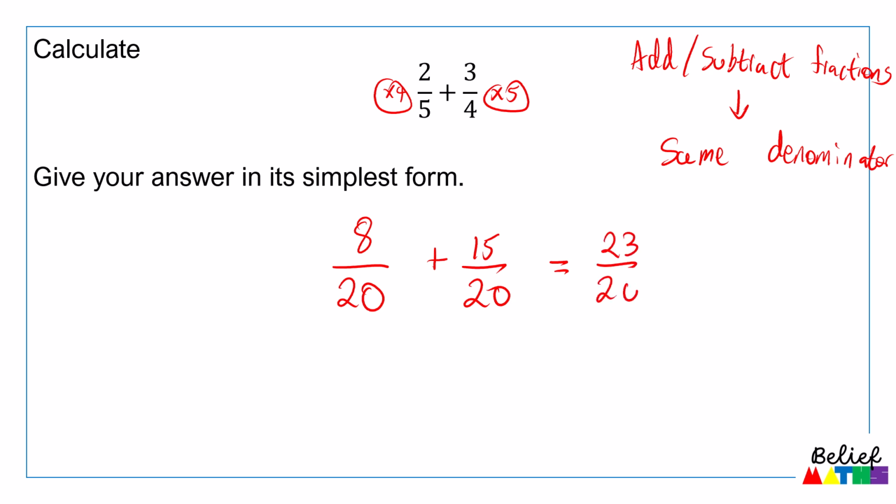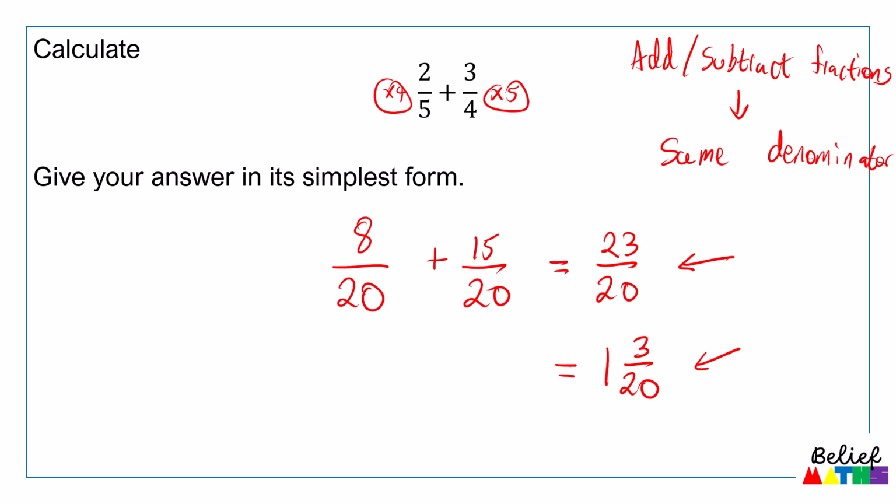Like I said in the last question, this is in its simplest form. 23 and 20 don't share any factors other than 1, so that's in its simplest form. However, if you prefer, you can write the answer as a mixed number, which is 1 and 3/20. Either is acceptable. I recommend you stay here, because by getting to a mixed number, if you make a mistake there, you potentially lose a mark, whereas you're not going to lose a mark if you don't do any extra work.